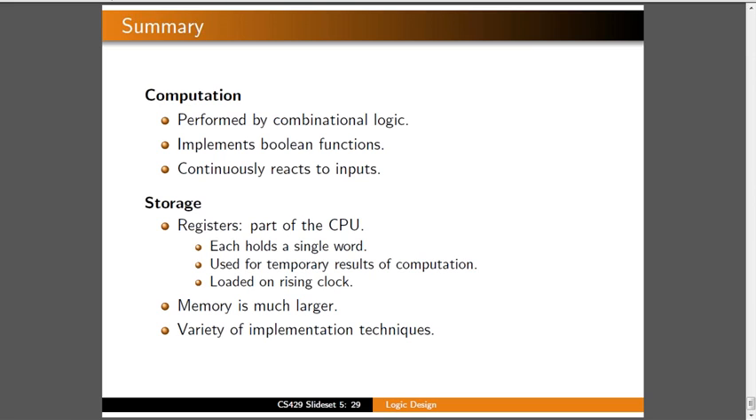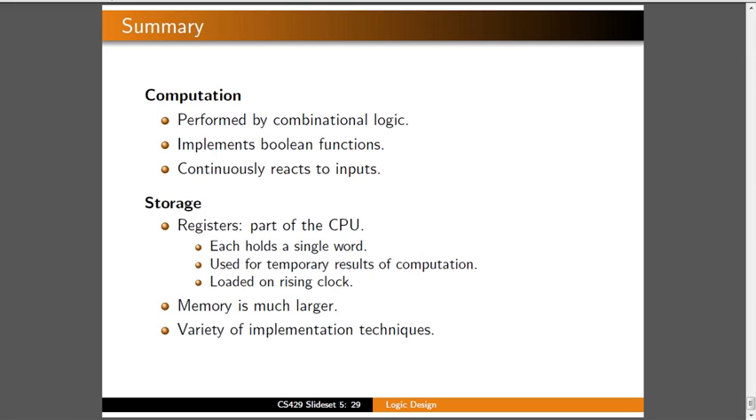Next is storage, that is how we can store the data. It is stored in the registers, which are a part of the CPU. A register holds a single word. It is used for temporary results, not for permanent results. Then it is loaded on the rising clock. The clock is like a watch: whenever you insert something, the clock will increment, and whenever you delete something, the clock will increment.